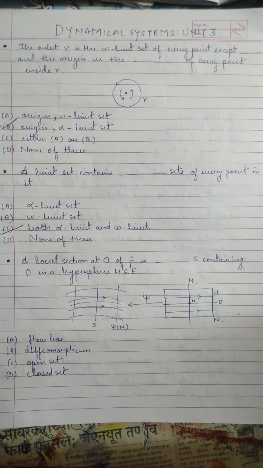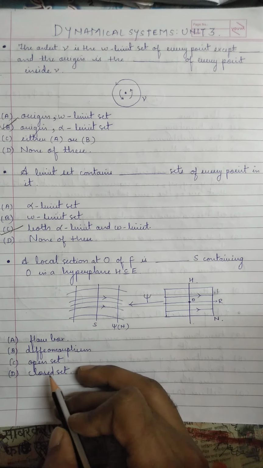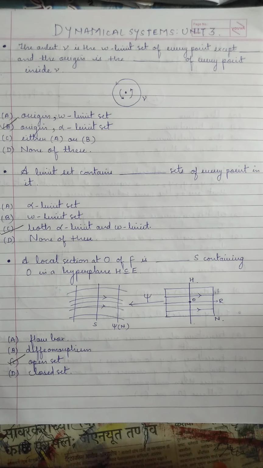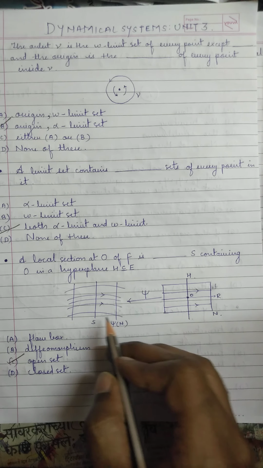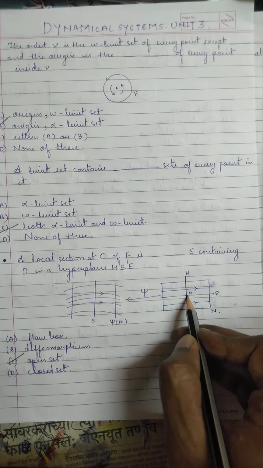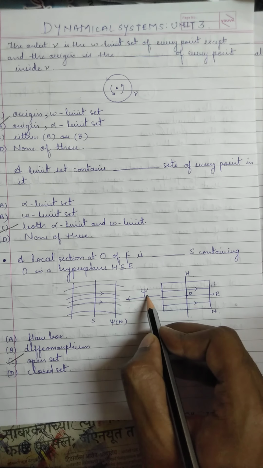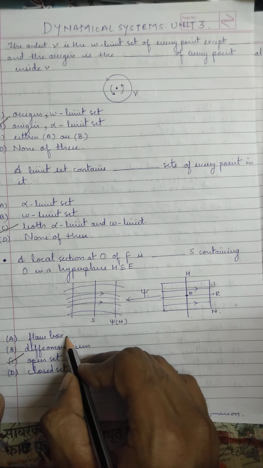Now next, a local section at O of f is dash S containing O in a hyperplane H contained in E. This is the hyperplane H. The correct option over here is an open set. S is an open set. This has been transformed towards this. So the hyperplane is converted into this local section at O. O is this O, transferred O. And this phi or psi is a diffeomorphism, and a diffeomorphism is itself a flow box. Okay, it is a mapping. Flow box is a mapping.